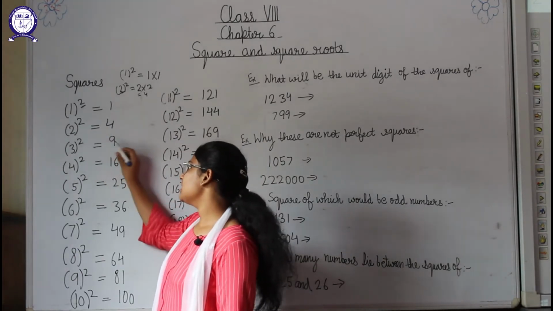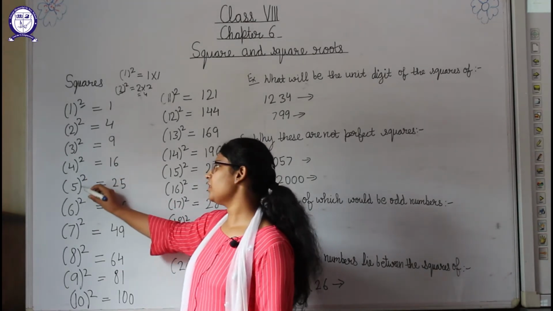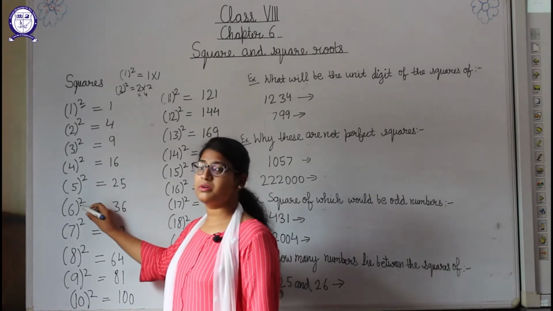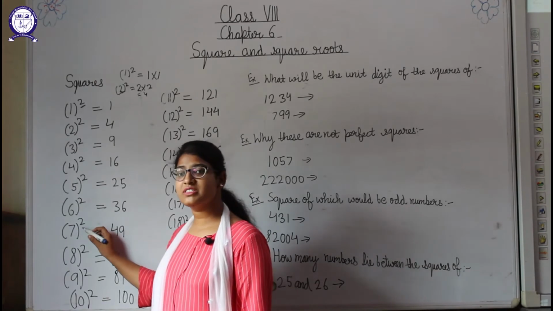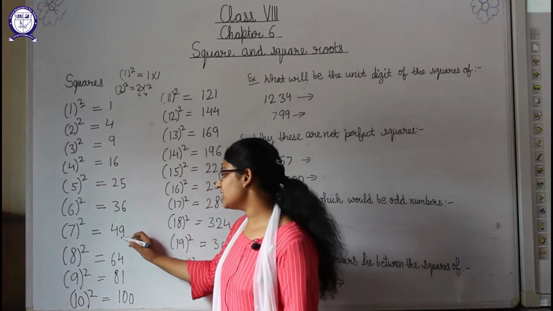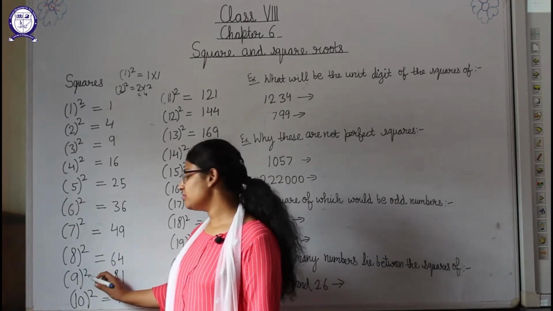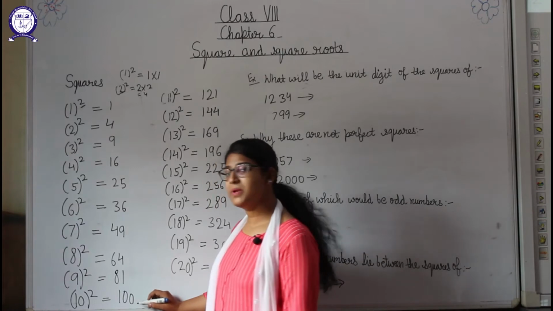Similarly, 3 threes is 9, 4 square means 4 fours is 16, 5 square means 5 fives is 25, 6 square means 6 sixes is 36, 7 square means 7 sevens will be 49, 8 square means 8 eights will be 64, 9 square means 9 nines will be 81, 10 square means 10 tens will be 100.